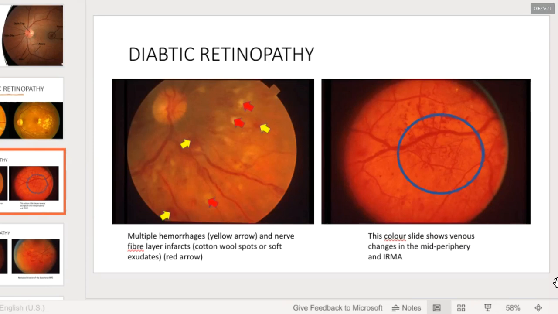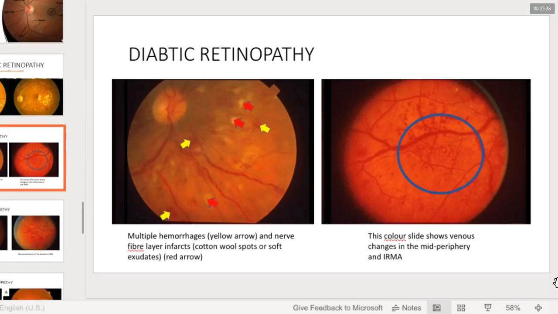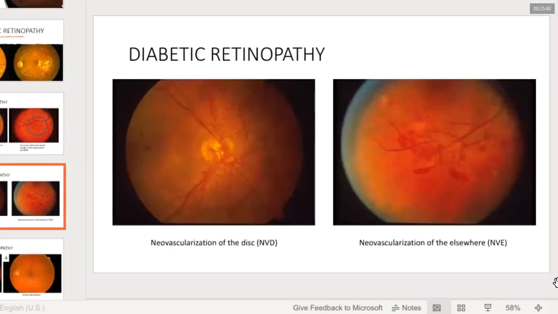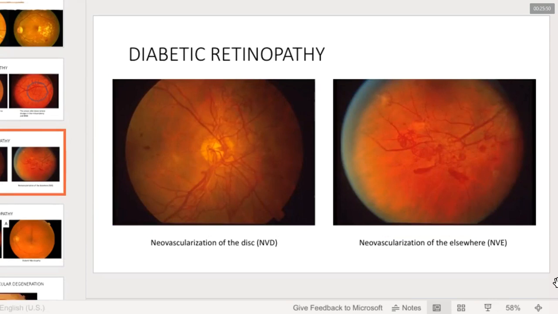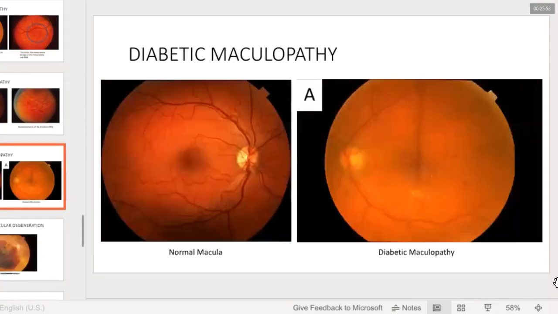IRMA is intraretinal microvascular abnormality. So it is a communication between arterioles and venules of the retinal vessels. Usually it is slightly deeper to the vessels, and usually it does not leak compared to the new vessels. Okay. So on the left side is the new vascularization at the disc, and on the right side is the new vascularization elsewhere.